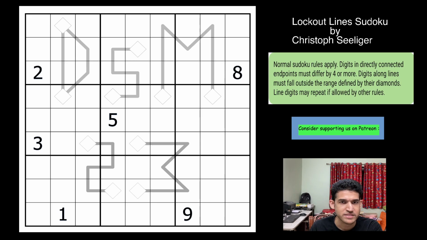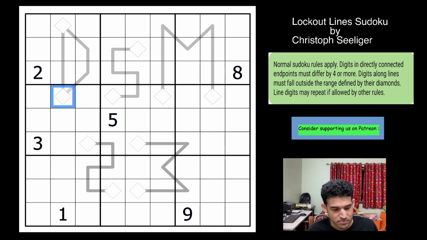The rules are simple. Classic rules apply. Each row, each column and 3x3 box in the grid has digits 1 to 9 without any repetition, and the digits in diamonds which are connected by a line have a difference of at least 4. So these two diamonds are connected, say they have a difference of at least 4. And then the next part is digits on a line connecting diamonds. So for example, these two cells, or if you go along this route, these two cells must not have a value that lies between the digits in the diamonds or that equals them.